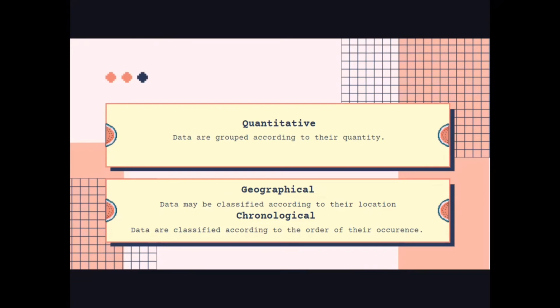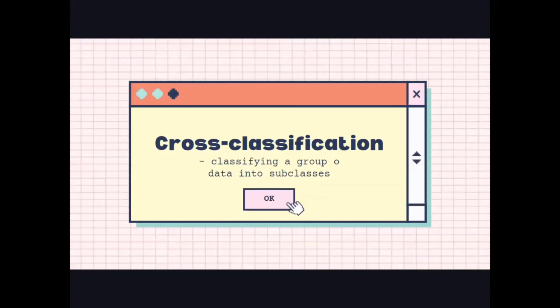Okay. Now let's have cross-classification. What is cross-classification? This is classifying a group of data into subclasses. This is breaking up or dividing a big class into smaller classes. For instance, a group of students may be classified as high school students as distinguished from elementary and college students. Then they are further subdivided into curricular years as first, second, third, and fourth years. Each curricular year may still be subdivided into male and female.